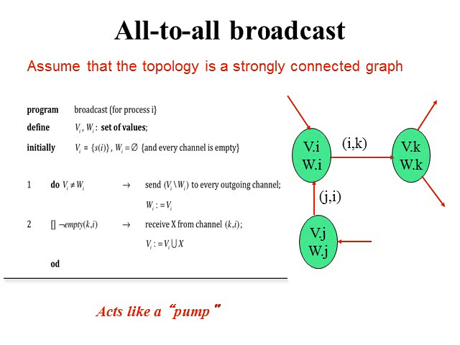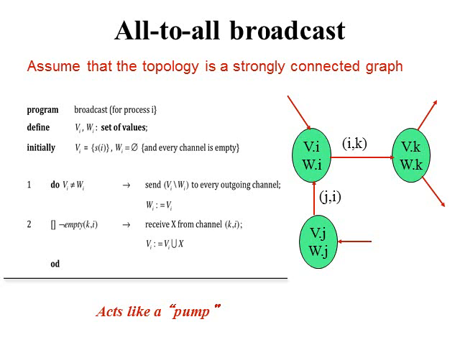Now, after the assumption, let's move on to the algorithm. The program is called broadcast, and this is the computation that is done at each process in order to collect the global states of all the other processes. Each process maintains two sets. Let's look at what those sets are. The first one is called V sub I, and the other one is called W sub I.